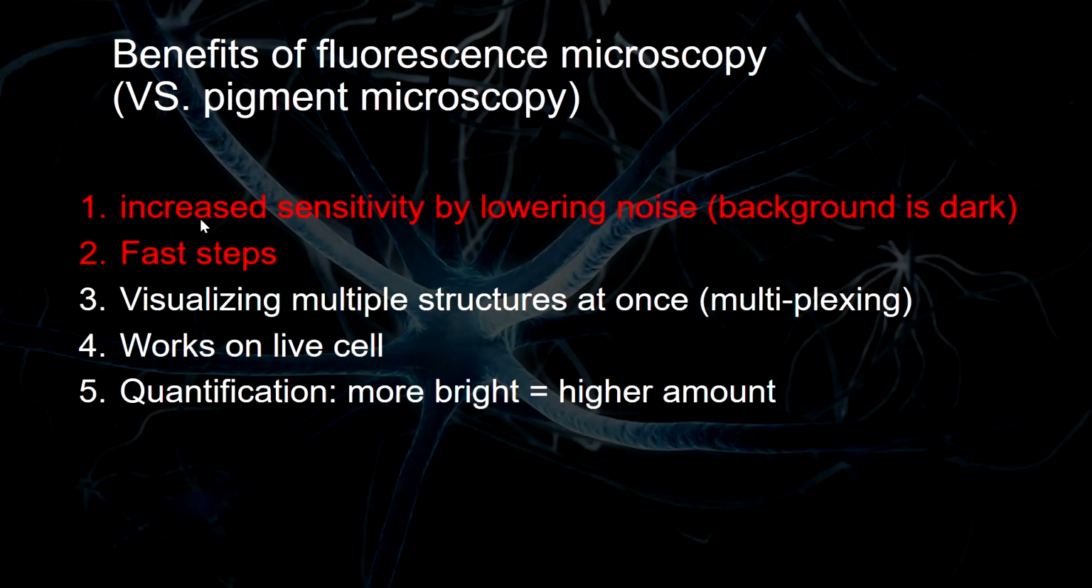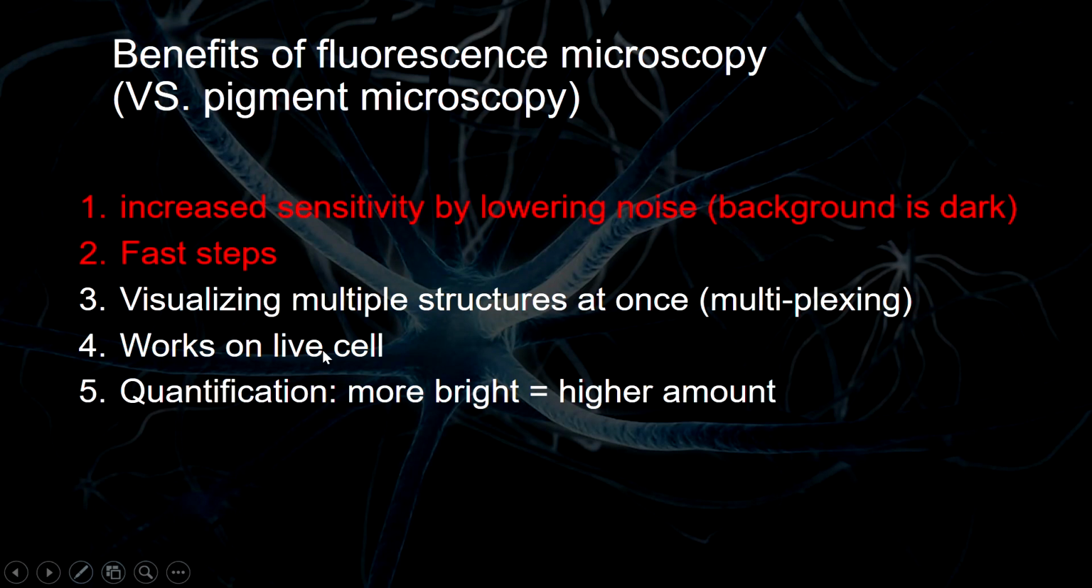And for fluorescent staining, the steps are usually very fast. That will save you time. And for both pigment staining and fluorophore staining, you will have these three benefits. First one, you can do multiplexing, which means you can stain different structures with different dyes, with different colors, at one time. So we call this type of staining multiplexing. For fluorophores, you have more choice in terms of colors than using pigment. And fluorophores work on living cells better than pigment.